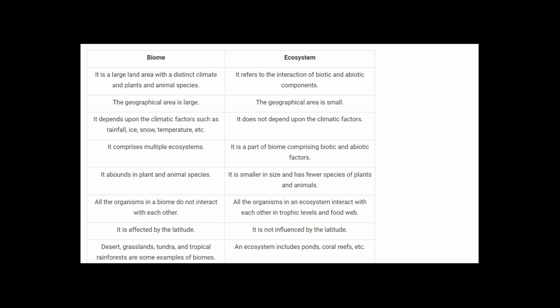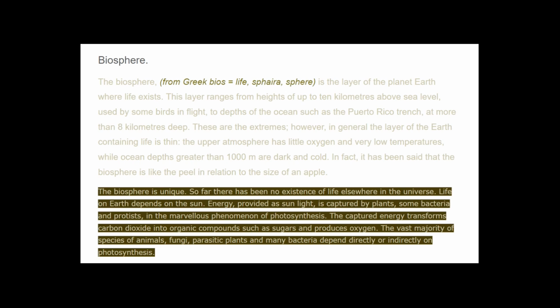Biomes are affected by latitude. They change, but ecosystems don't. A biome is as it says: desert, grasslands, tundra, tropical rainforests are biomes. An ecosystem is something such as a pond or a coral reef and so on.